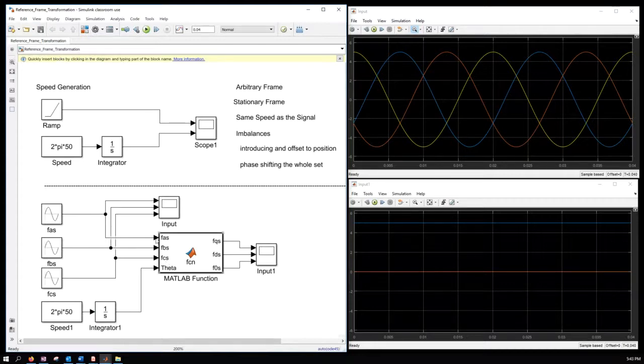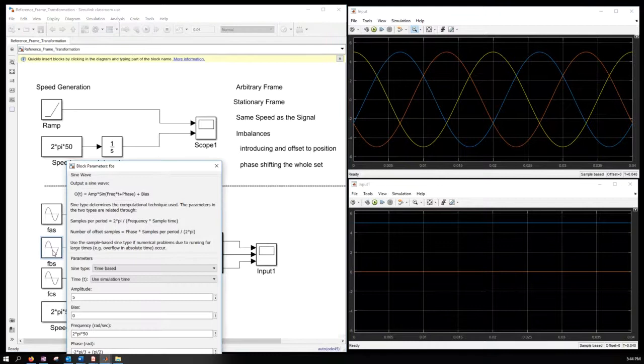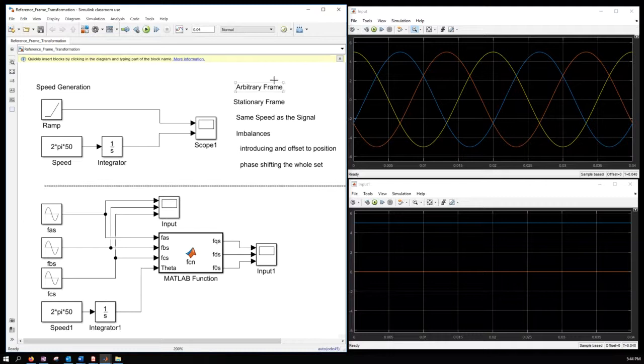Okay. We looked at that. We looked at imbalance, amplitude change, and we looked at the phase shifting, right? The whole set. Did we shift? Yeah. Offset to position, and then phase shifting the whole set. Did we do that? Phase shifting the whole set. Yeah. Okay. So let's make sure it's properly aligned. Yeah. So now this is without that offset.